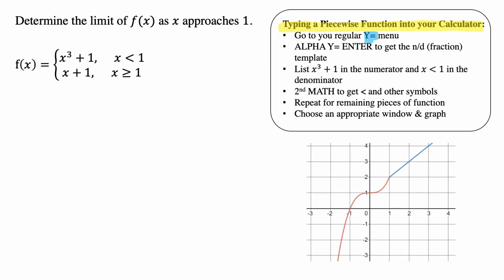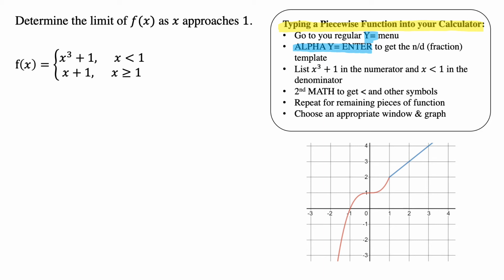Because we're graphing, we want to make sure that we're typing this somewhere where it's going to graph. Then we're going to click on the alpha button, which is right underneath second. We're going to click y equals again and then enter. Enter would be on number 1, which is n/d, which is going to give you that template. It looks like a fraction.